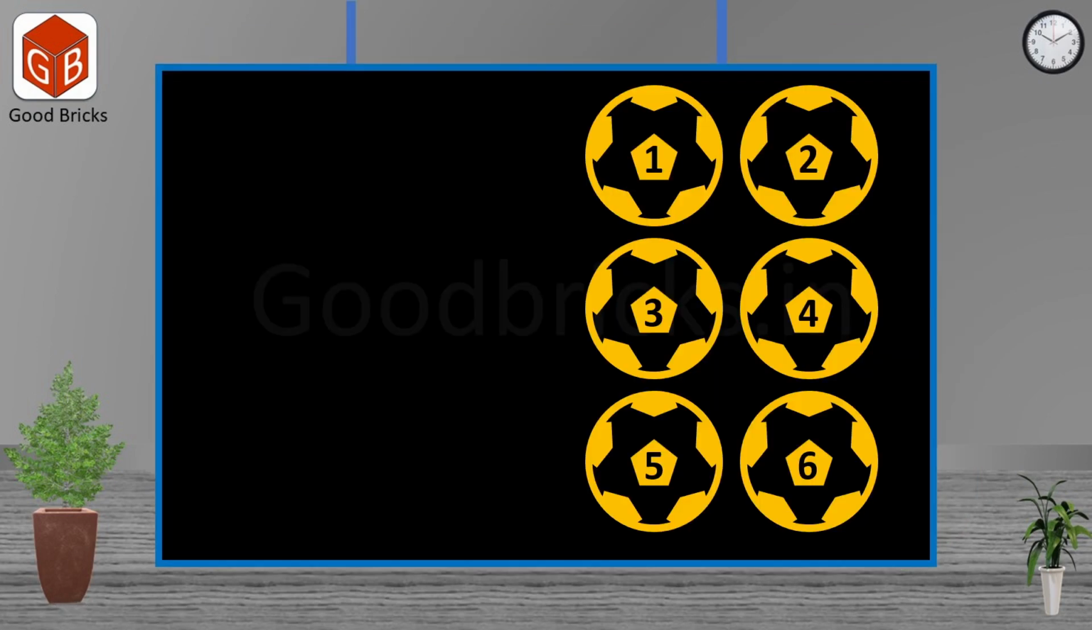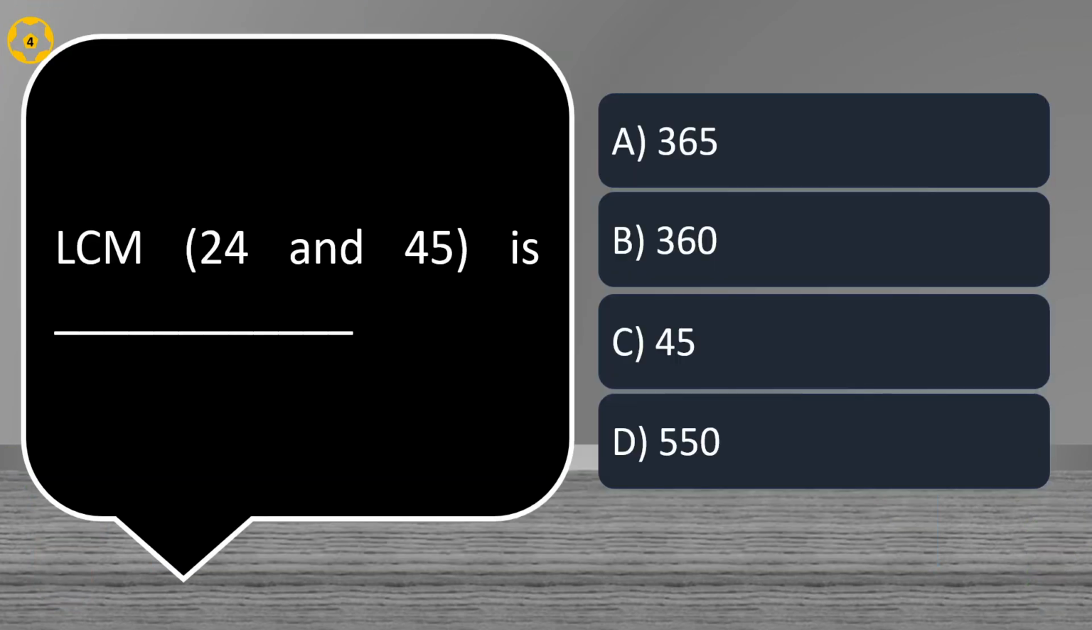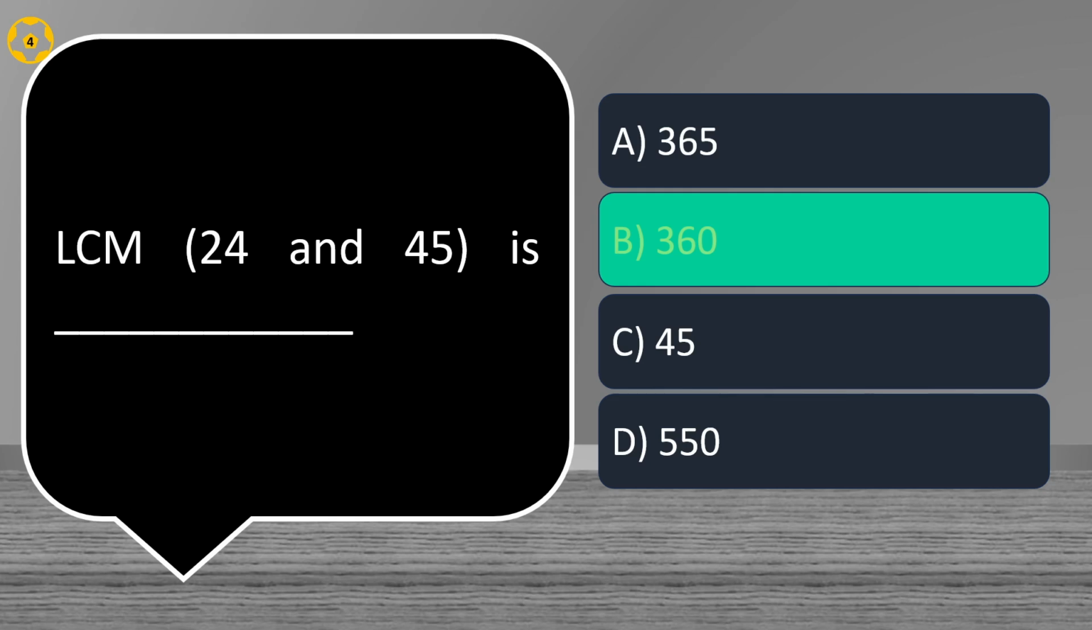Our next question is, and let us see this fourth question. LCM of 24 and 45 is dash. The answer is, and let us check how and why this 360 is correct.